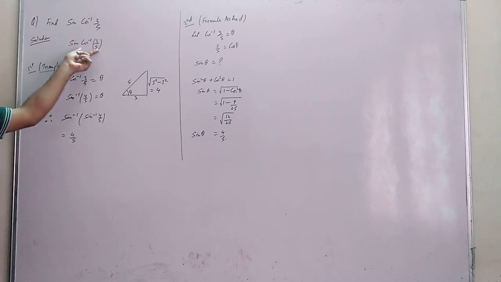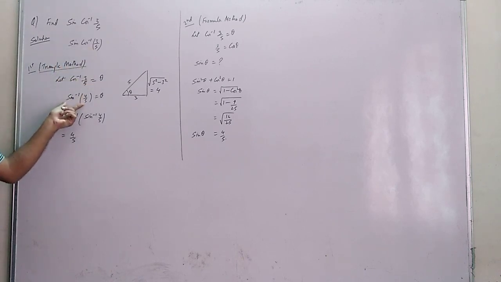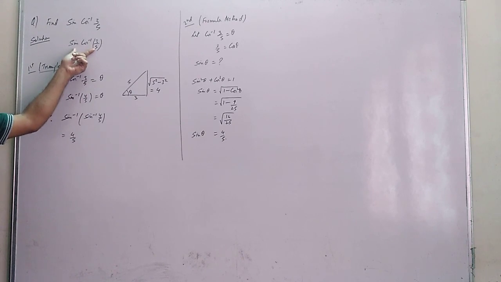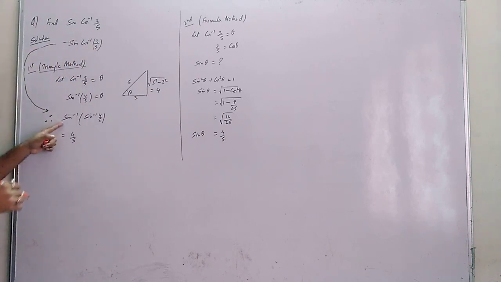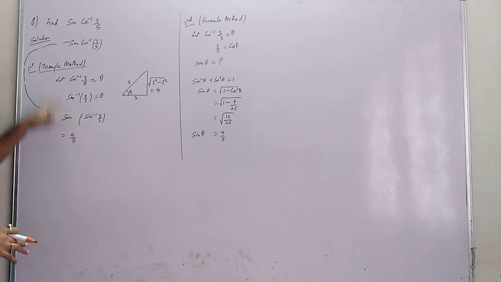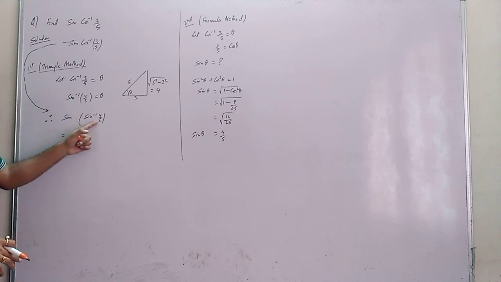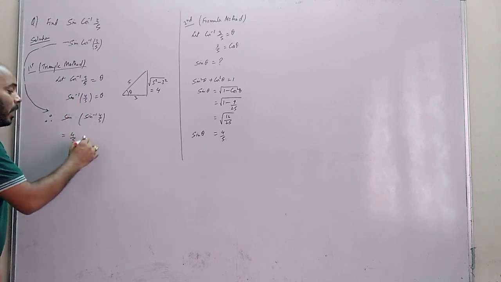Okay. Now in the place of cos inverse 3/5, I can write sine inverse 4/5 here. So I'm writing the answer here. See again, sine inverse... in the place of cos inverse, what am I writing? Sine inverse 4/5. So sine of sine inverse theta is theta. The answer is 4/5.